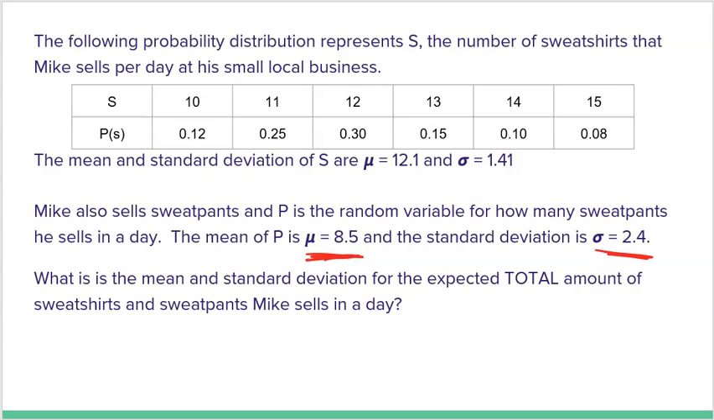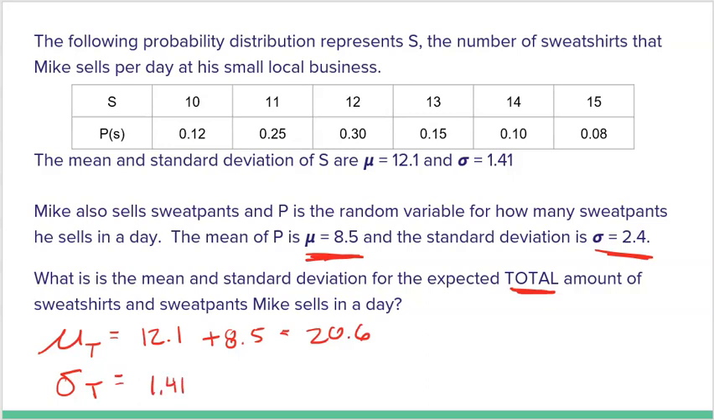So what is the expected total amount of sweatshirts and sweatpants that Mike sells? So here I'm combining two different random variables together. Well, it's easy. 12.1 sweatshirts plus 8.5 sweatpants. I mean, my goodness, this couldn't get easier. So he expects to sell 20.6 total articles of clothing. What about the standard deviation? Don't you dare add 1.41 and 2.4. You're not allowed to add standard deviations.